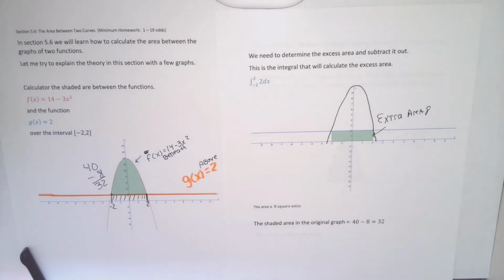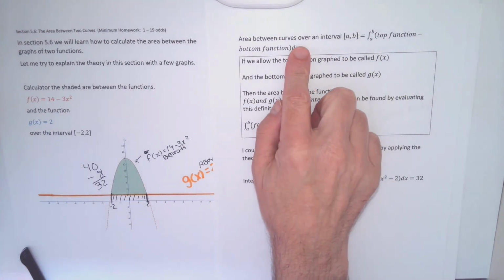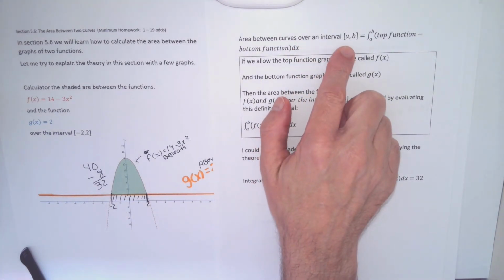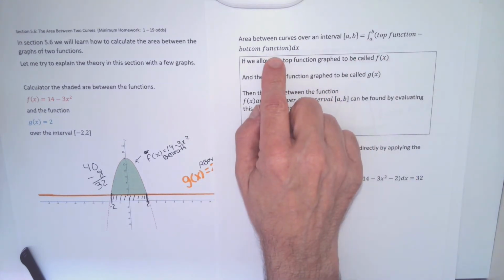Fortunately, I don't need to go through this process every single time to figure out the area between two functions, because there's a theorem, and it's basically what we just did. The theorem says if I want to find the area between two curves over an interval, I just take the integral of the top function minus the bottom function.